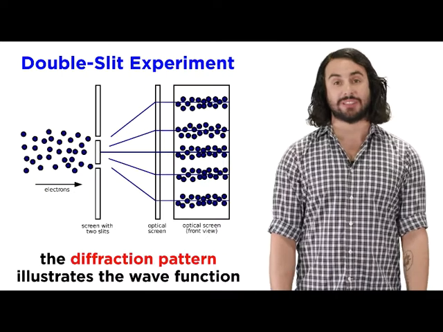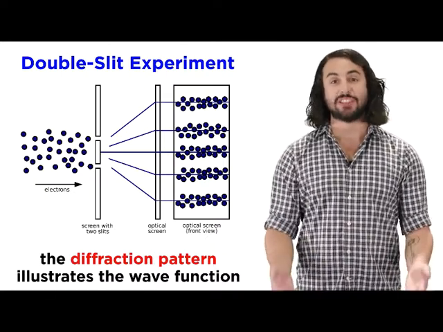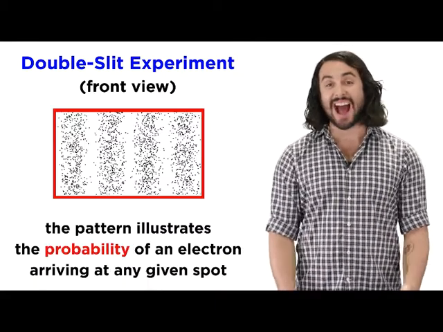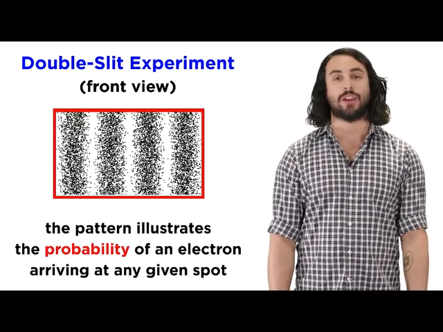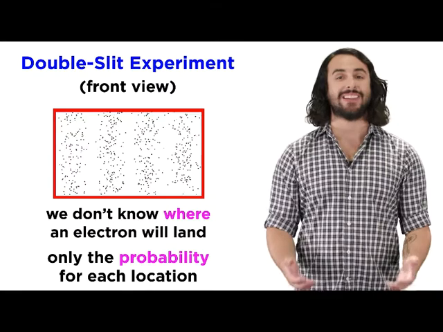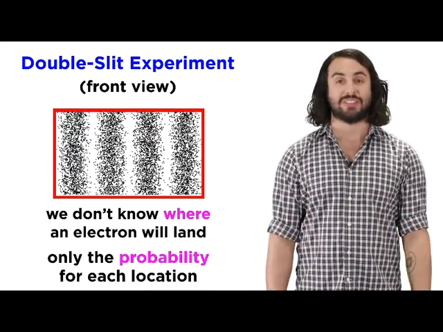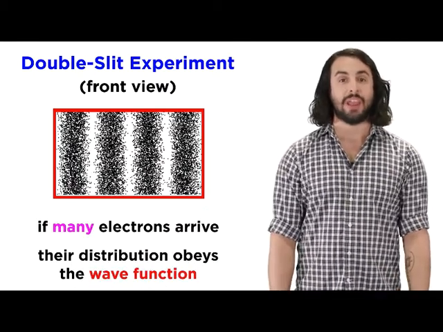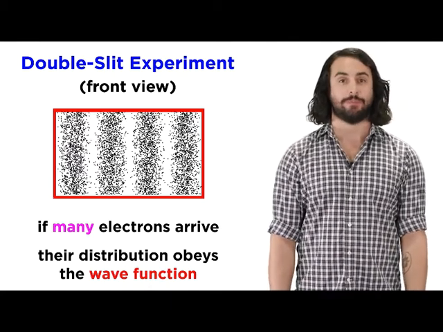Looking back at the double slit experiment, we understand the diffraction pattern as illustrating this wave of probability. The pattern is not the electron itself. It is the probability that an electron will arrive at each location on the screen. We can't predict where one electron will go, only the probability that it will arrive at a particular location. If many electrons arrive at the screen, it becomes apparent how their distribution obeys the wave function.